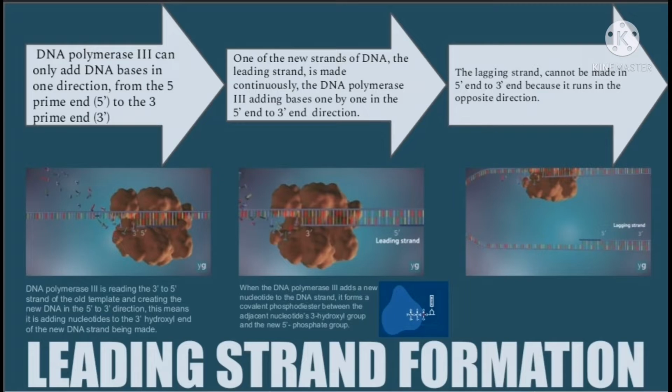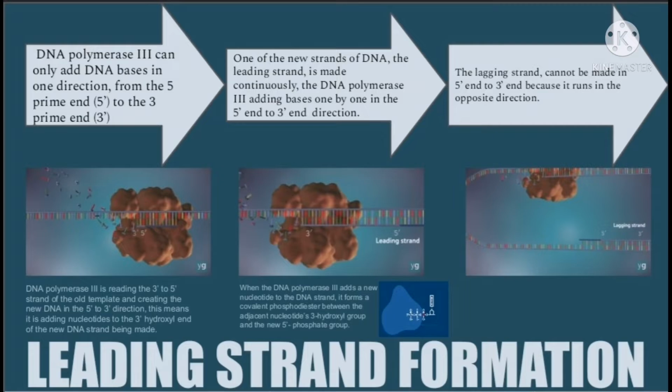When DNA polymerase III adds a new nucleotide to the DNA strand, it forms a covalent phosphodiester bond between the adjacent nucleotide's 3-hydroxyl group and the new 5-phosphate group. Based on this, the leading strand is made continuously because the DNA polymerase is moving in the same direction as the replication fork. The lagging strand cannot be made in the 5' to 3' direction continuously because it runs in the opposite direction. So, DNA polymerase adds nucleotides to the 3' end of the strand in a 5' to 3' direction.